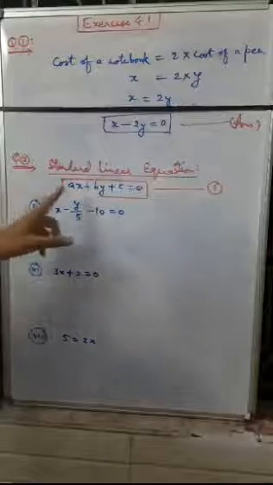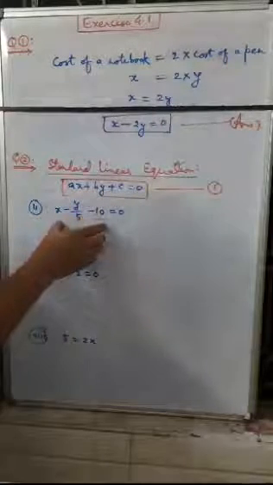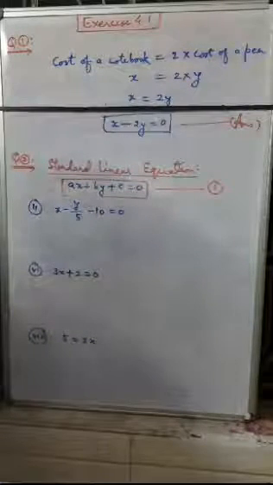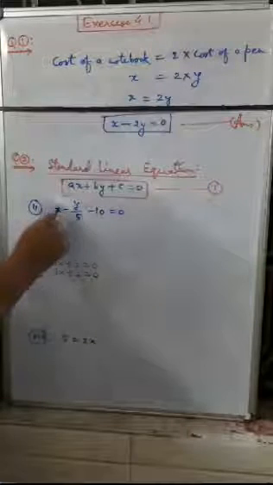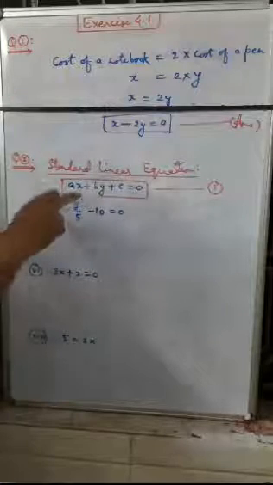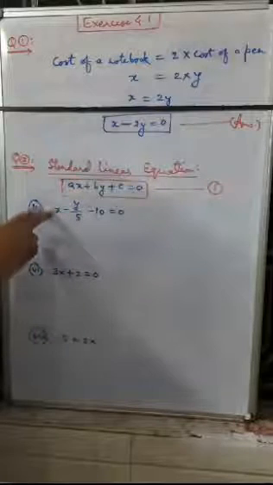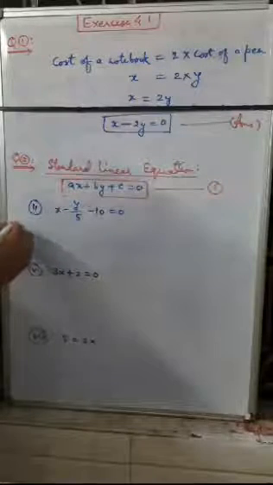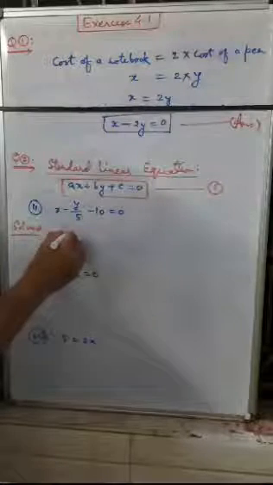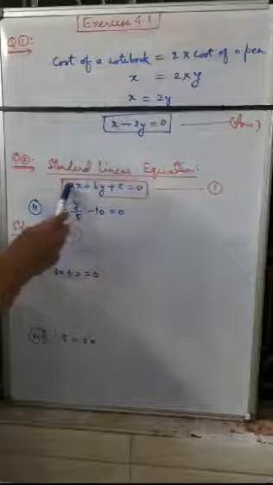So you have to find out the value of a, b and c. Compare each equation with the standard equation ax plus by plus c. Suppose it is equation number 2, x minus y by 5 minus 10 is equal to 0. So you can understand the coefficient of x is equal to a. Here the coefficient of x is 1, so a is equal to 1, because the coefficient of x is a.